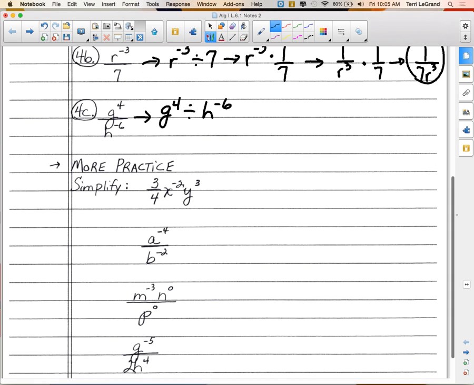Well, let's just go right to changing that to a multiply by the reciprocal problem. So we have g to the 4th times, oh, you know what? No, I got a better idea because I think it's going to be confusing if you try that. So go ahead and just erase that. Let's simplify this before we change it to a multiply by the reciprocal problem, okay? So we're going to make this g to the 4th times the reciprocal of h to the negative 6 power.